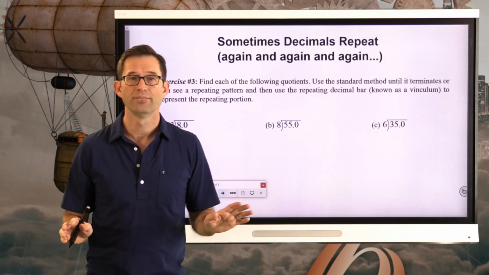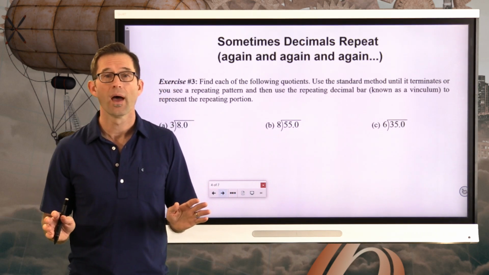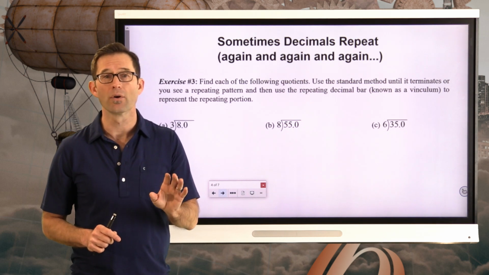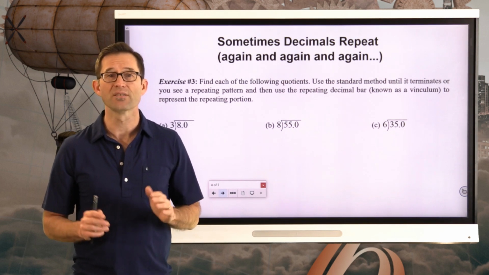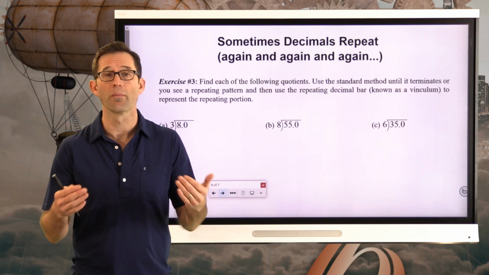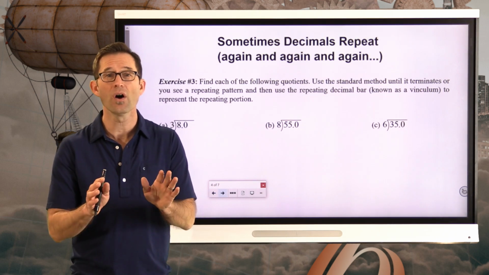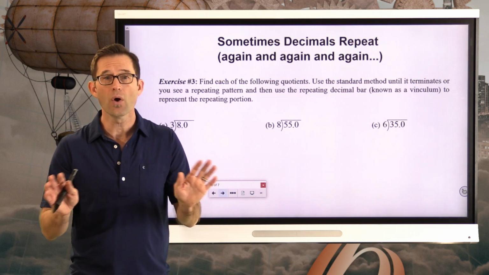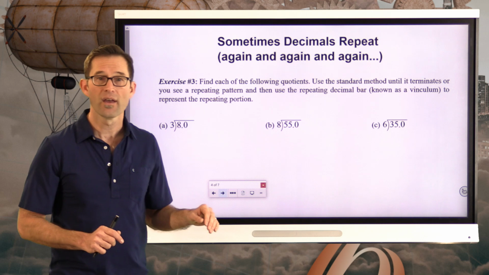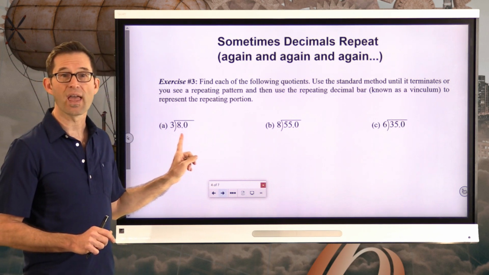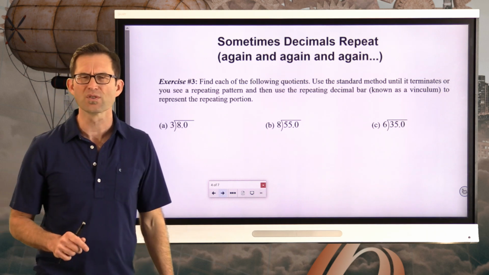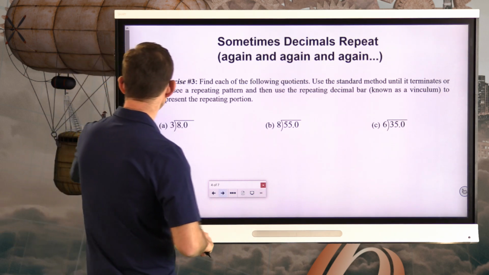Sometimes when you divide two whole numbers, an almost magical thing happens, which is instead of eventually getting a remainder of 0, a pattern develops to tell you that you'll never get a remainder of 0, and the decimals start to repeat themselves. We're going to show how you show that repetition of decimals in just a minute. So let's take a look at our first example, which is 8.0, or just the number 8, divided by 3.